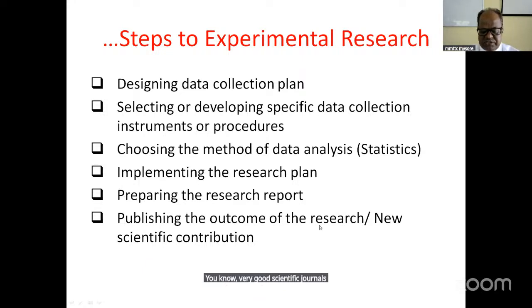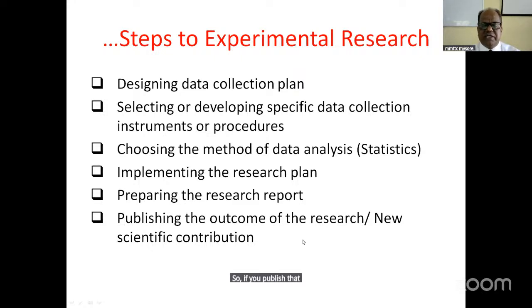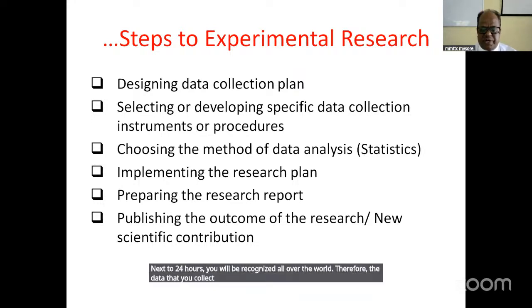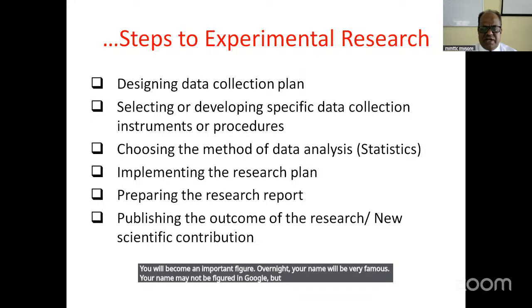There are world journals, the best journals. If you publish there, you will be recognized all over the world within 24 hours. Therefore, the data that you collect and interpret through statistical analysis, when you publish in an international journal, you will become an important figure. Overnight, your name will be very famous. Your name may not appear in Google now, but two days later, if you type your name, your contributions will be there in your Google search.